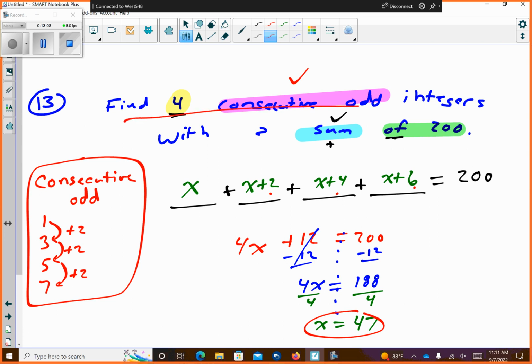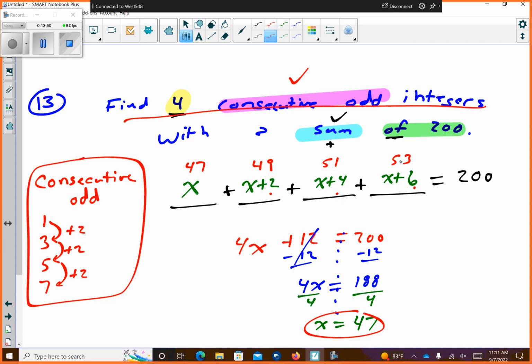So, my friends, find the 4 consecutive integers. We found the first one. Agreed? So the first one is 47. What is the next one? 49. What is the next one? 51. And the next one? Okay, I have a question for you. Are 47, 49, 51, and 53 odd integers? Yes. Are they consecutive odd? Yes. They're one after the next, right? And if I add 47 and 49 and 51 and 53 all together, I will indeed get 200. Okay?